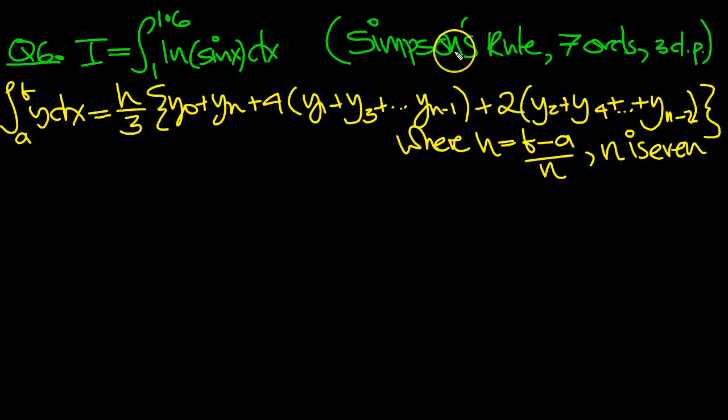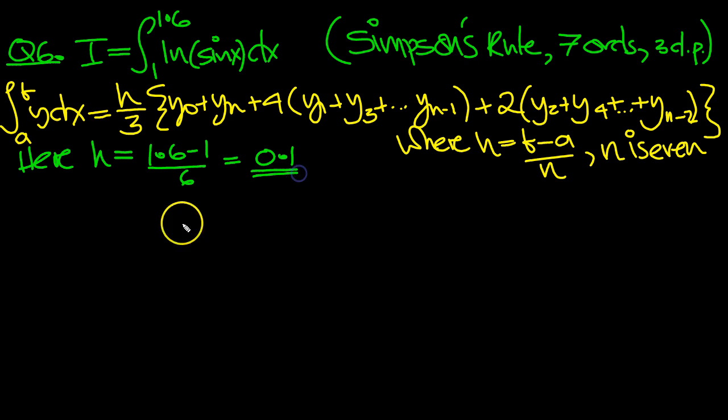Evaluate this integral, use Simpson's rule with 7 ordinates to 3dp. So the first thing we need to do is get h. So here h equals (b minus a) over n, which is 1.6 minus 1 over the value of n. 7 ordinates, so there's 6 intervals. So it's 0.6 over 6, which is 0.1 as our value of h.